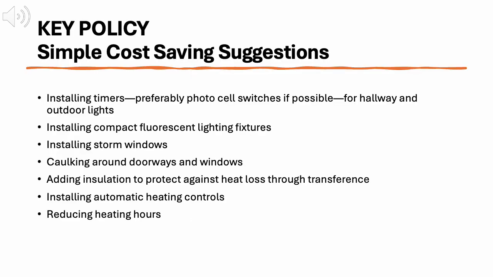Key policy. Simple cost saving suggestions. Installing timers, preferably photocell switches if possible, for hallway and outdoor lights. Installing compact fluorescent lighting fixtures. Installing storm windows. Caulking around doorways and windows. Adding insulation to protect against heat loss through transference. Installing automatic heating controls. Reducing heating hours. Key point review.